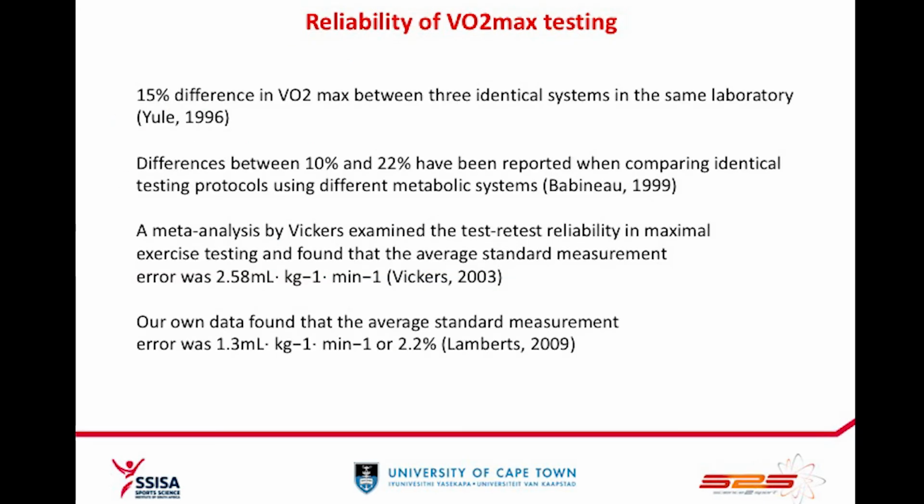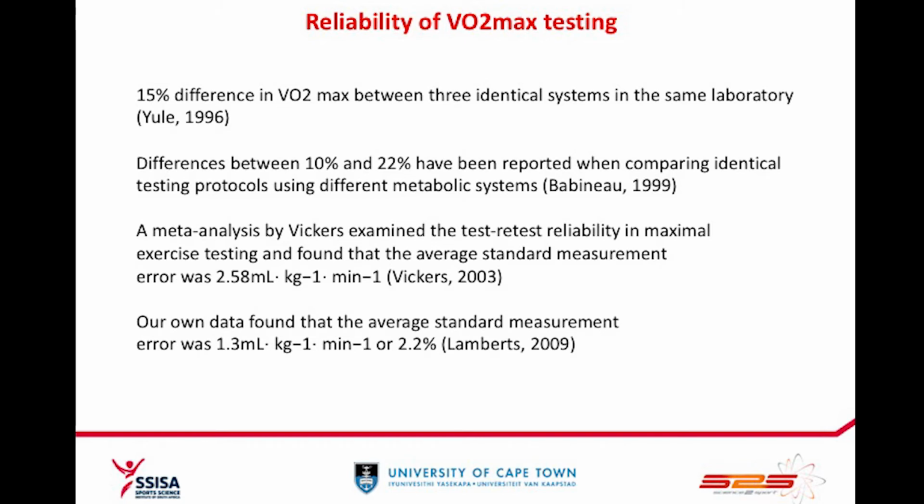All right. So how reliable is VO2 max testing and peak power output testing? A couple of different studies, and they go in descending order in terms of lack of reliability. If we take VO2 max and we measure 3 identical systems in the same laboratory, you will see a 15% difference in measurements. Massive. 10 to 20% difference when comparing the same protocol but using different machines to measure the metabolic gases. So there are many different suppliers of metabolic carts. Okay? There was a meta-analysis, so that's when you look at all the research, and Vickers determined that on average it was about 2.6 milliliters per kilogram per minute different between the different units.